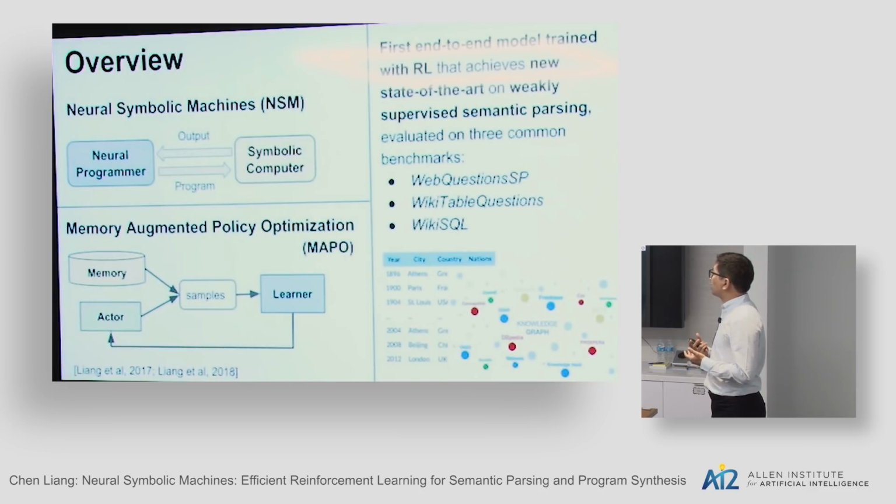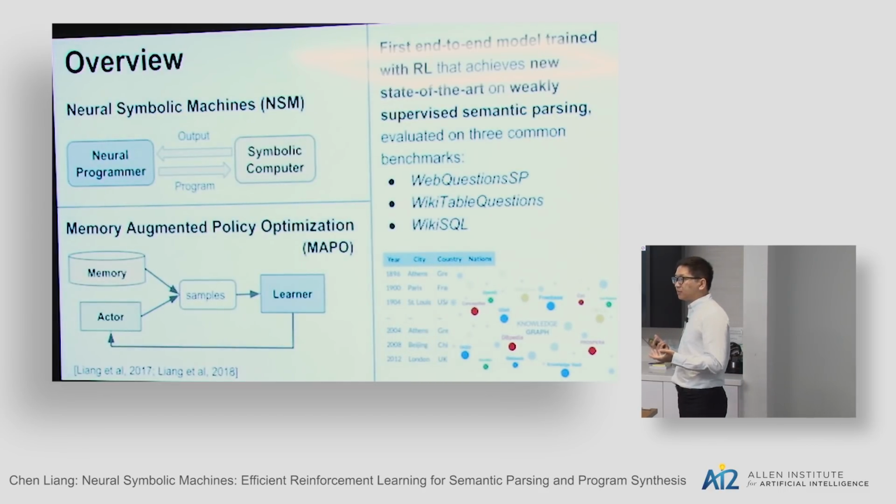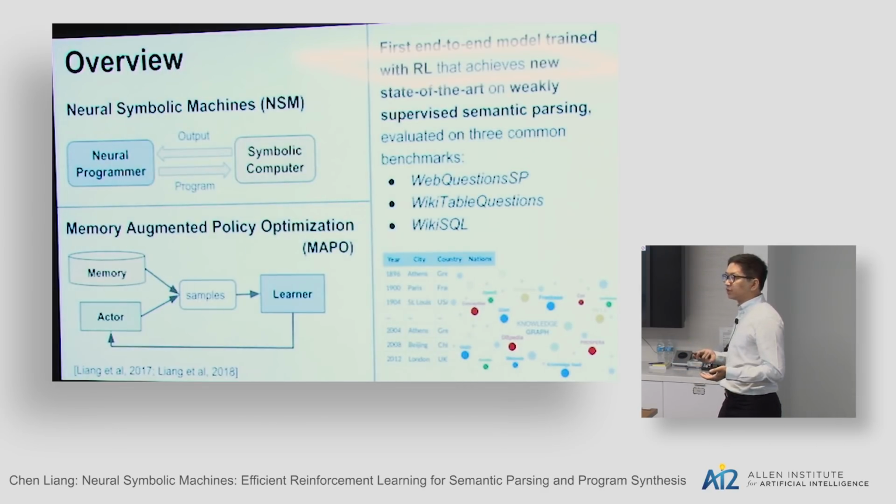And the main result we have is this is the first end-to-end model trained with RL that achieves new state-of-the-art on weakly supervised semantic parsing. And this is tested on 3 of the common benchmarks: WebQuestionsSP, WikiTableQuestions, and WikiSQL.